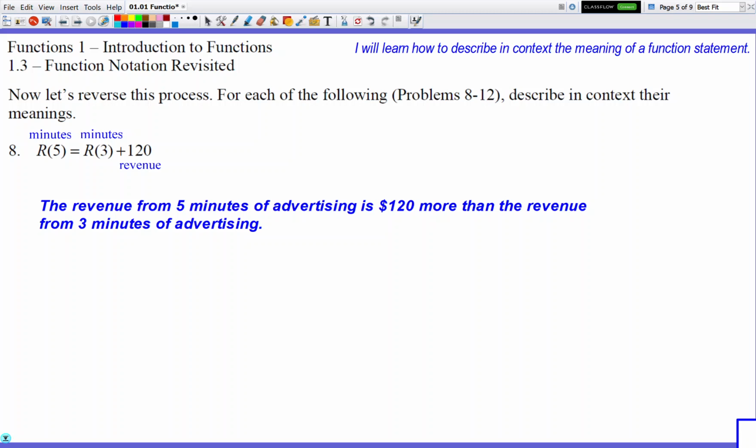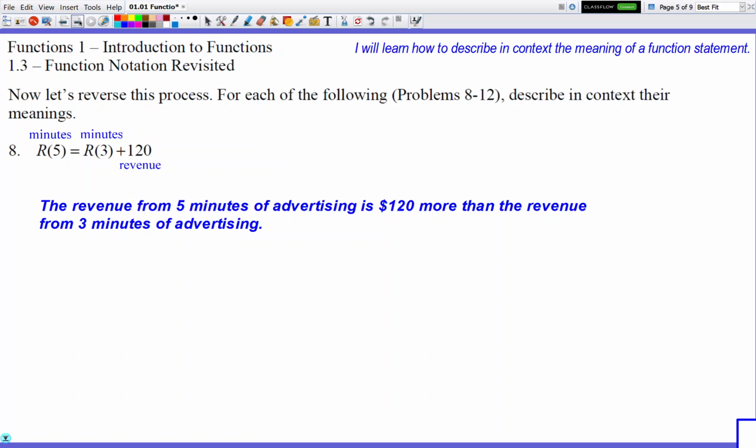And that's why it's important to know that whatever's inside the parentheses corresponds to minutes, and whatever's outside the parentheses corresponds to revenue or money we make. And if you can understand that, then that's kind of key in translating it back into English, because you understand what the numbers represent, right? 5 minutes, 3 minutes, $120. You can identify what the role of those numbers are, and that's kind of important.